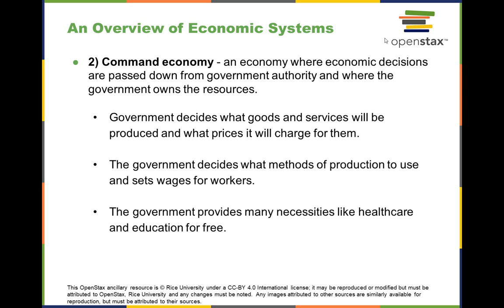So the government decides what goods and services will be produced and what prices it will charge for them. The government decides what methods of production to use and sets wages for workers. The government provides many necessities like healthcare, education for free. We say free, but the cost is, of course, that they own everything and make all the decisions.